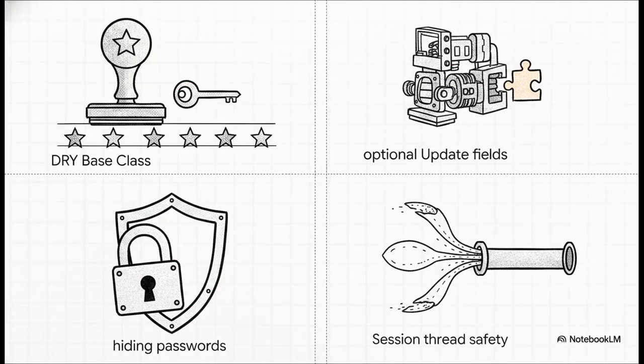To build a robust production-ready schema, you really need to follow these core best practices. First, use a base class for shared fields to keep your code perfectly dry. Don't repeat yourself. Second, create specific update models where fields are optional, so clients can smoothly patch just one piece of data at a time without breaking things. Third, and we just touched on this, but it bears repeating, absolutely never return passwords or internal IDs to your public API, unless you want to make the news for all the wrong reasons. And finally, utilize session dependencies in your API routes to guarantee thread safety when you're writing to the database.